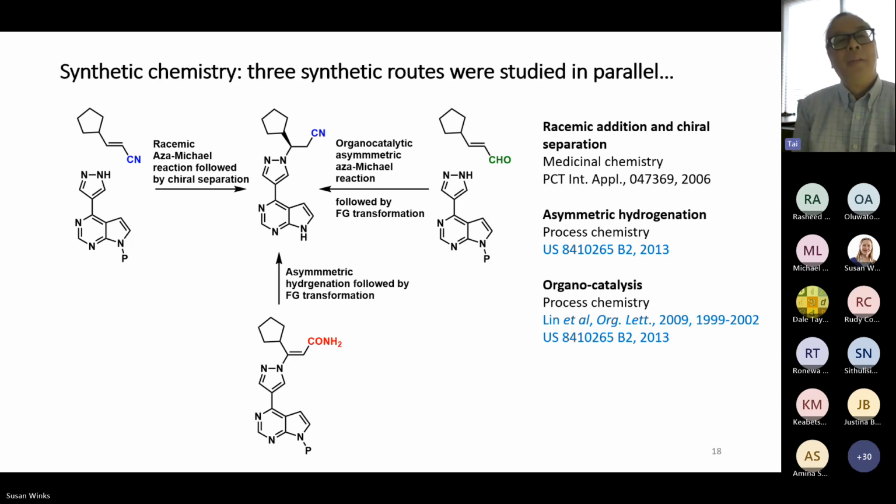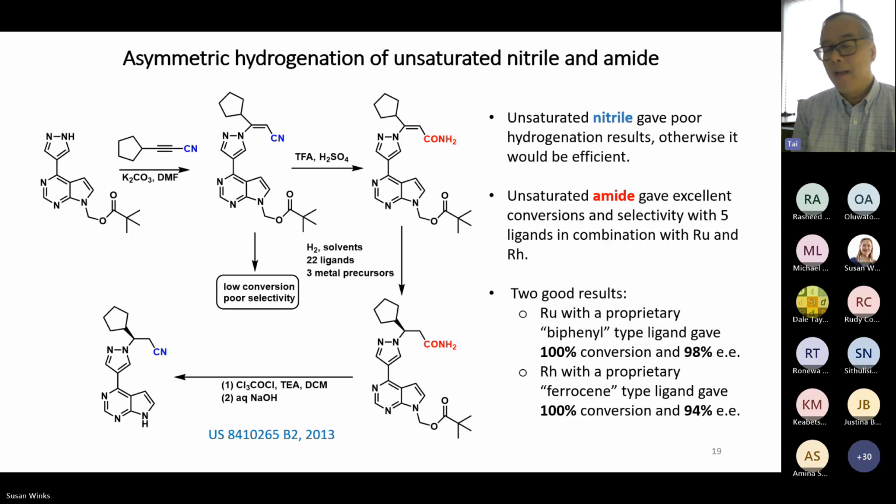Next, please. Now we go into a little bit more detail; I'll use one slide to describe each synthetic route, so it's very abbreviated. Asymmetric hydrogenation: if we could make the alpha, beta-unsaturated nitrile in the middle, and a metal catalyst in conjunction with a chiral ligand can give us conversion and selectivity, that would be very good, because then it will be just one step away, which is the deprotection to the API. Unfortunately, we screened 22 ligands with 3 different metal precursors, and all of them showed very low conversion and literally no selectivity for the alpha, beta-unsaturated nitrile substrate.